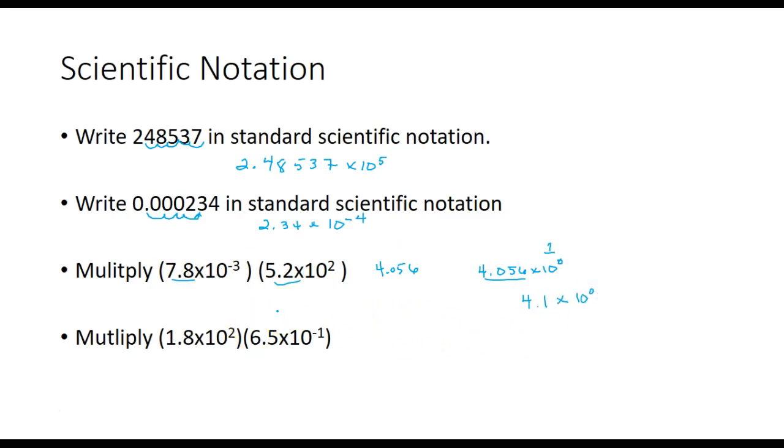In the next one, I got 1.8 times 10 to the 2nd power times 6.5 times 10 to the -1st, and I get 117. To write it in standard scientific notation, it'd be 1.17 times 10 to the 2nd power. And to round it to have the correct number of significant figures, I need 2. So that's going to be 1.2 times 10 to the 2nd power.